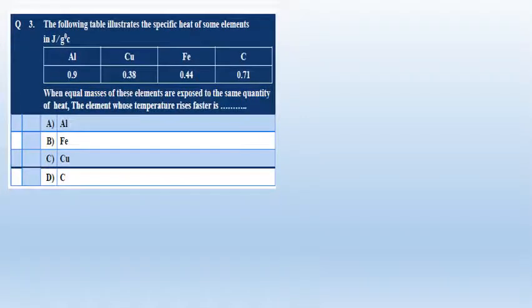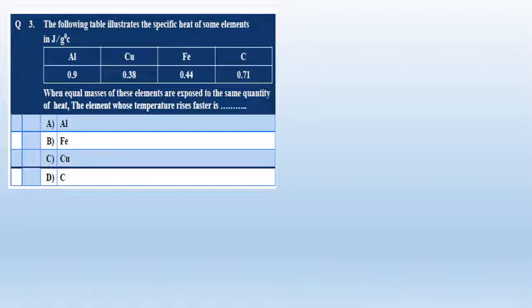Question number 3. The following table illustrates the specific heat for some elements in joule per gram Celsius degree. Aluminium 0.9, copper 0.38, iron 0.44, carbon 0.71. When equal masses of these elements are exposed to the same quantity of heat, the element whose temperature rises faster is, please pay attention. You must know what is meant by the specific heat.